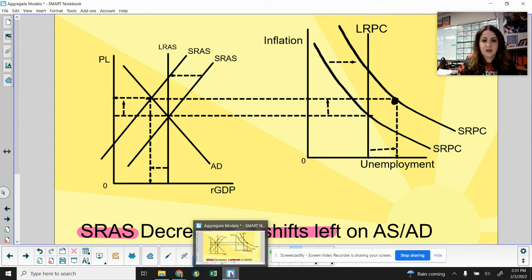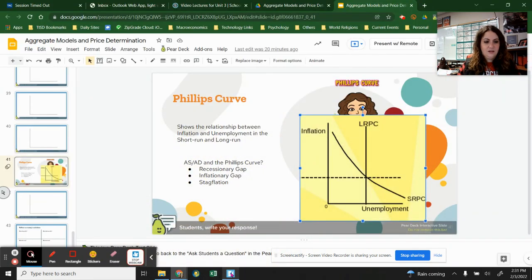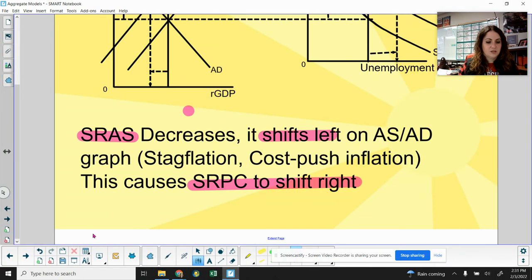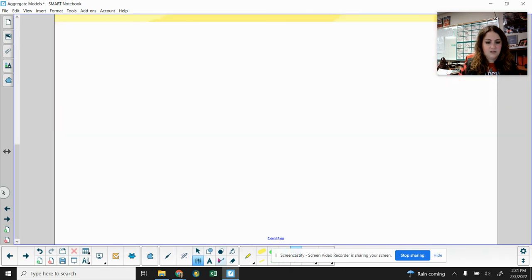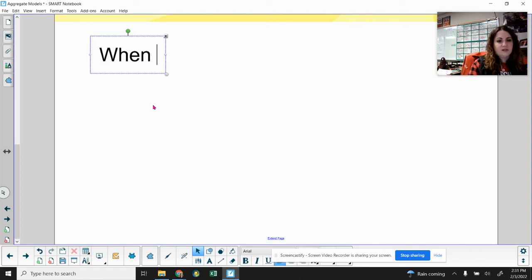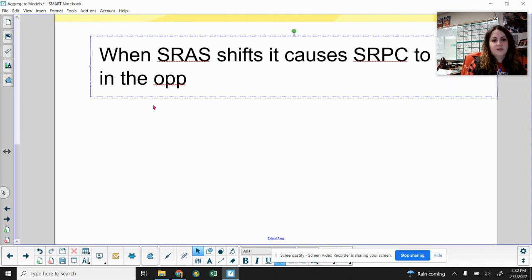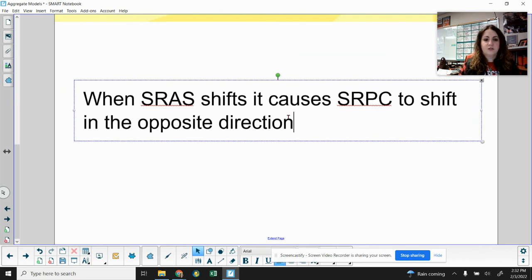So to summarize completely, I need a place to write, but I'll do this. Extend. Okay. So when short run aggregate supply shifts, it causes the short run Phillips curve to shift in the opposite direction. So if aggregate supply goes to the right, Phillips curve goes left. When aggregate supply goes left, Phillips curve goes right.